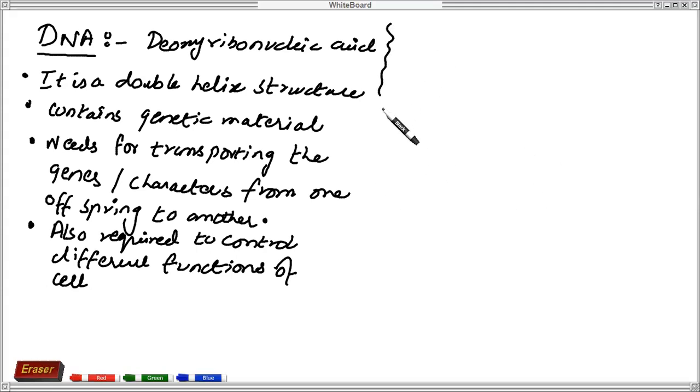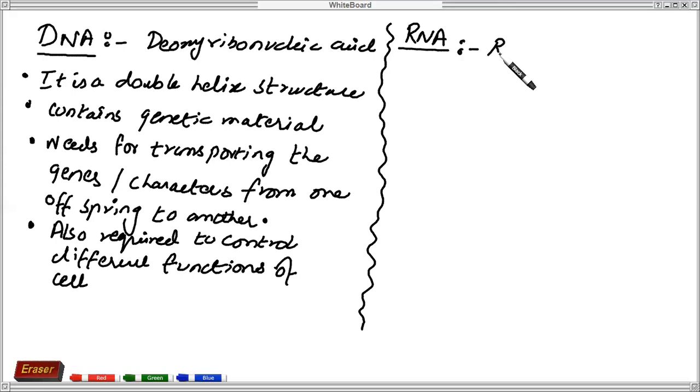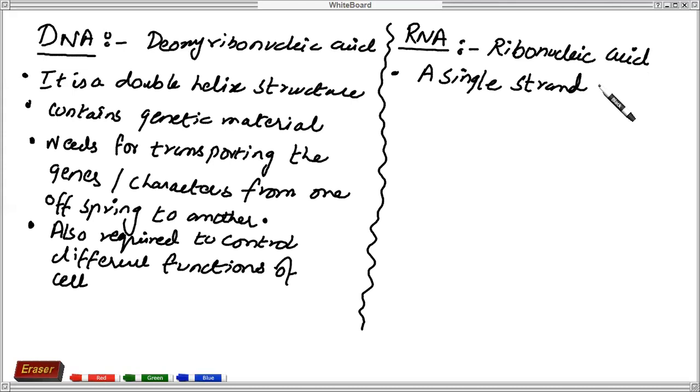Okay, RNA, ribonucleic acid. A single strand, a single strand structure.